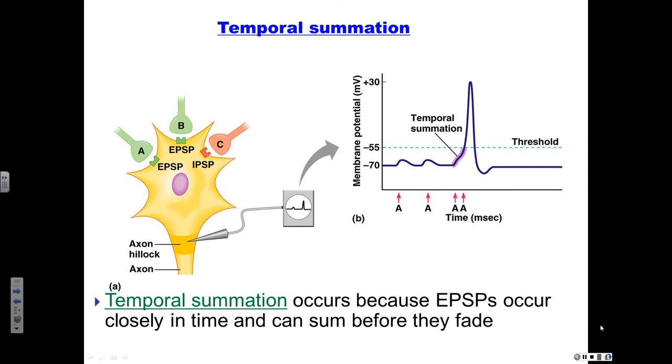These are called temporal because they came from the same synapse. Remember, the other one came from different synapses. Even though they had to be temporally close together, they came from different synapses. This comes from the same synapse. So that's the difference.